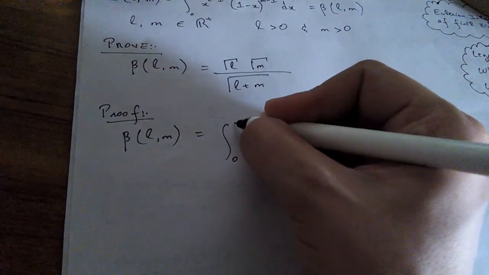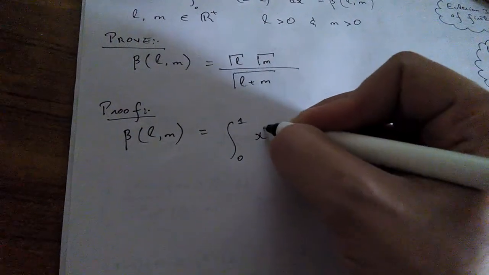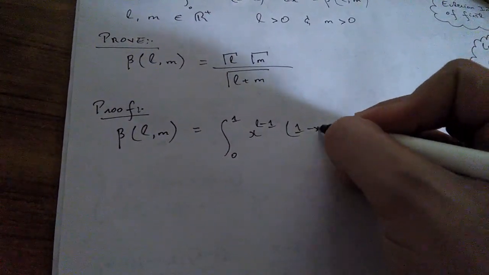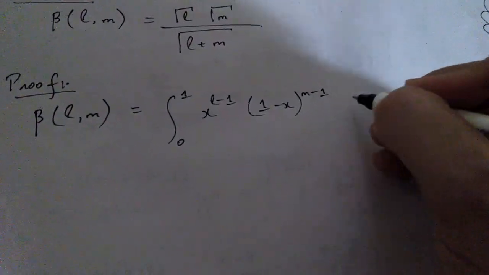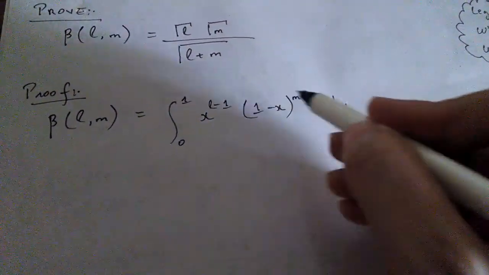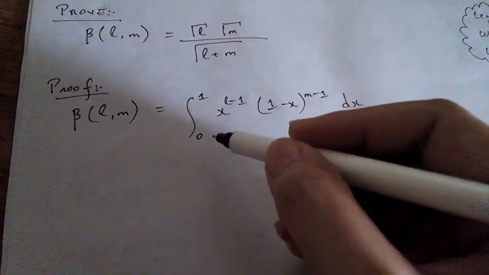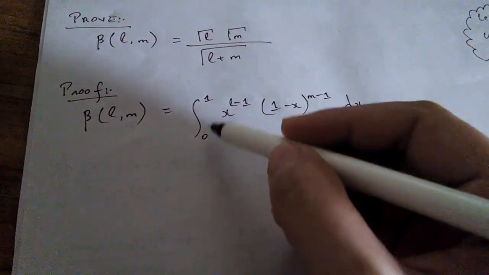And beta function is the integral of these two different types of polynomials, where L and M are, I repeat, positive real numbers, and this is a definite integral, with limits going from 0 to 1.